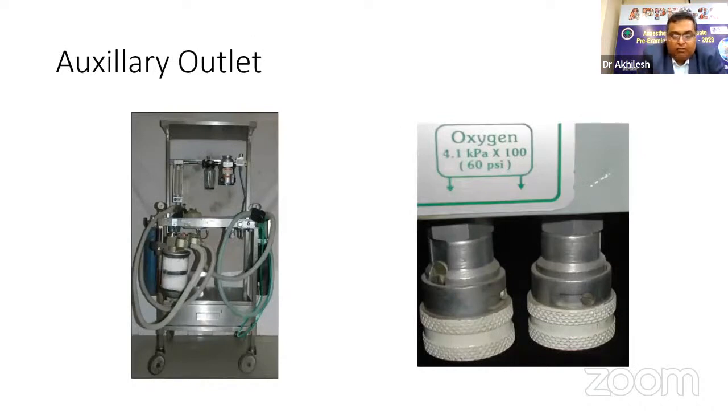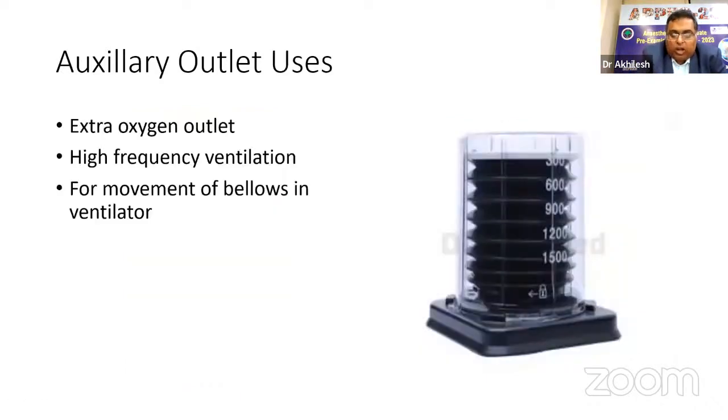Another important thing, and one of my favorite things, is the auxiliary outlet. See, if you can see this photograph, there are small connections here. These are the auxiliary outlets. And these auxiliary outlets are also a part of the intermediate pressure system. Okay. Now coming to this, you must have seen this in your machines. This is the bellows, the ventilator. Have you ever imagined why this bellows moves? Because there is no electricity, it has to move pneumatically.